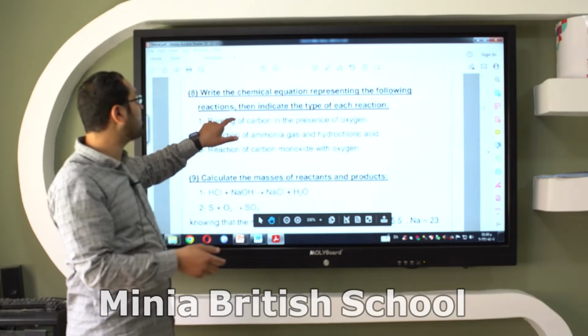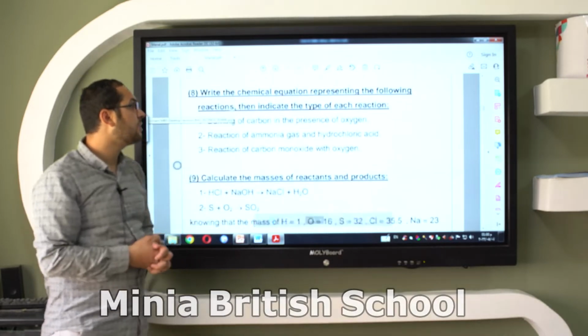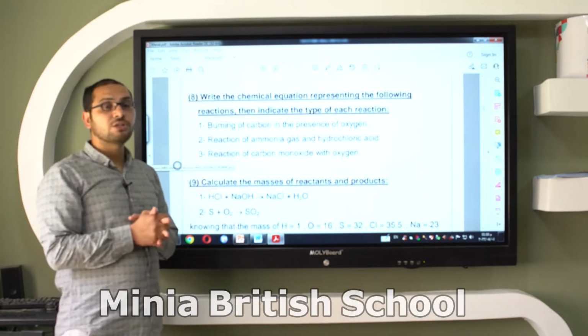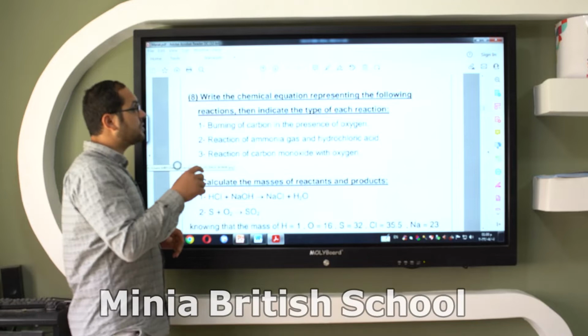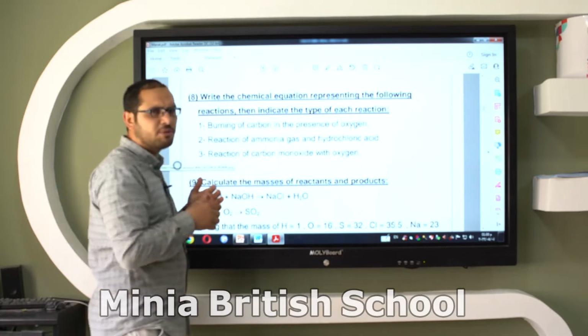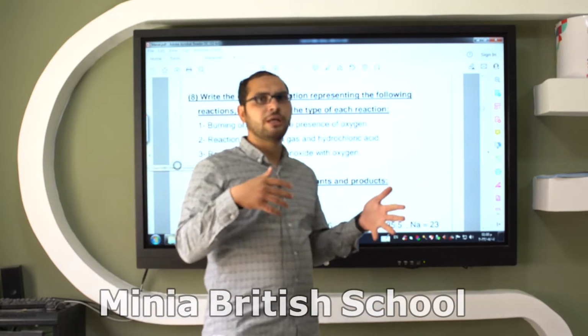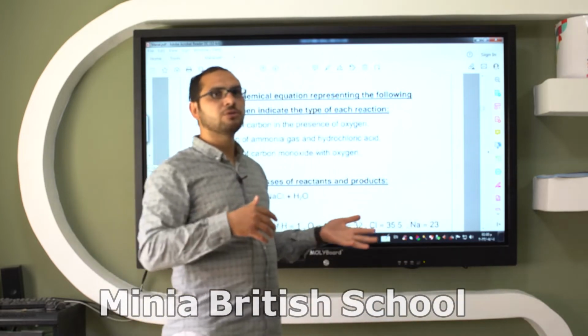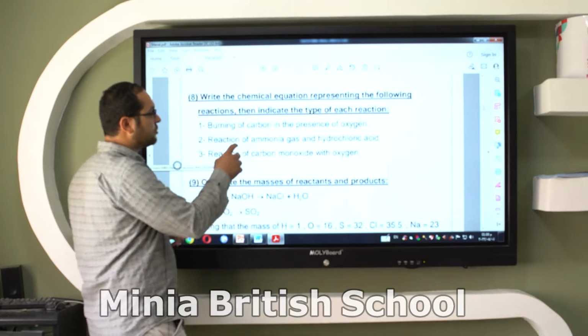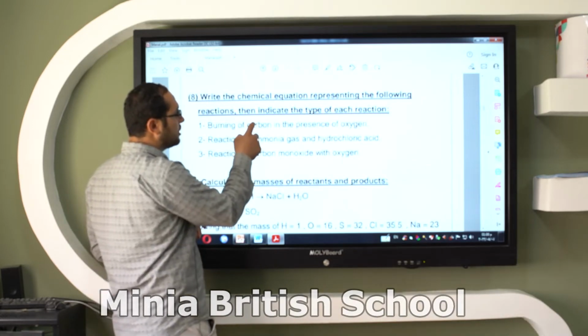Okay, let's move on to the chemical equation representing the following. Number 1, burning of carbon in the presence of oxygen. This is the first equation, and then indicate the type. What is the meaning of type? Type means element with element, element with compound, compound with compound. Number 1, burning of carbon in the presence of oxygen. The symbol of carbon is C.